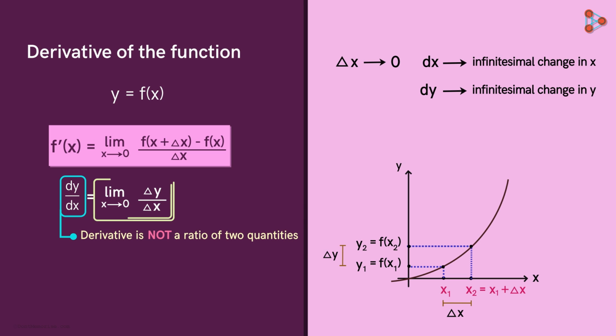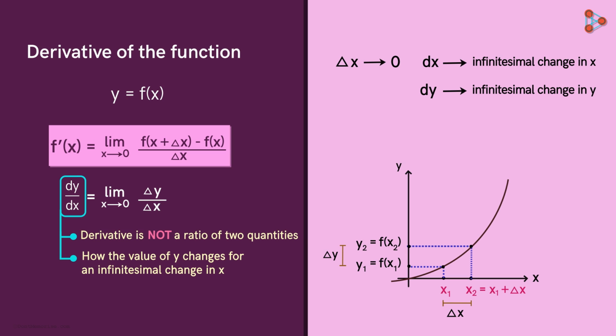Now, since the derivative is the limit of the ratio change in y over change in x, we can intuitively think of it as the ratio of infinitesimal change in y over infinitesimal change in x. It means the derivative tells us how the value of y changes for an infinitesimal change in x. Hence, we can see that this notation helps us intuitively understand the derivative of a function. But always be aware that the derivative of a function is not a ratio of two quantities. It's a number which is a limit of the ratio of the two quantities.